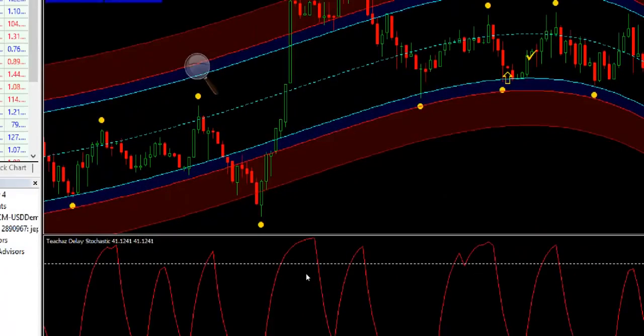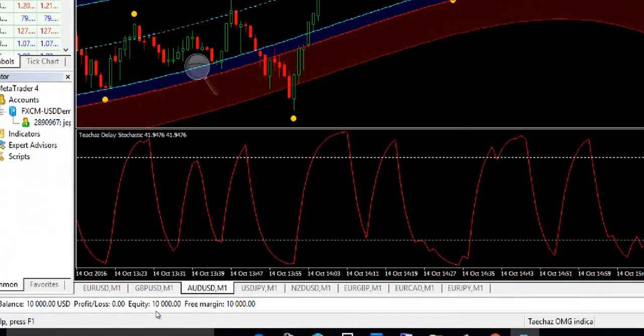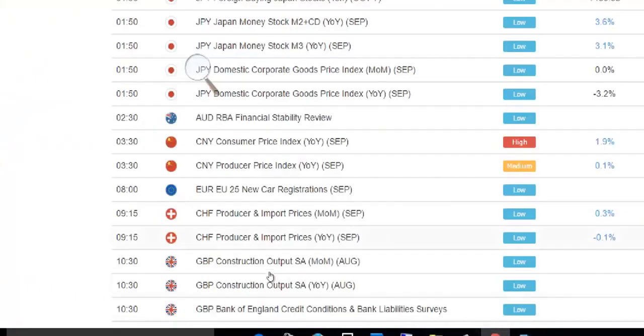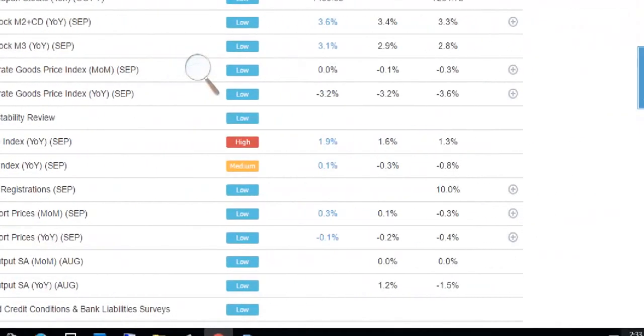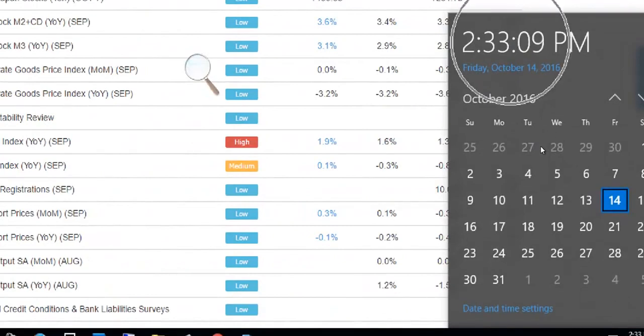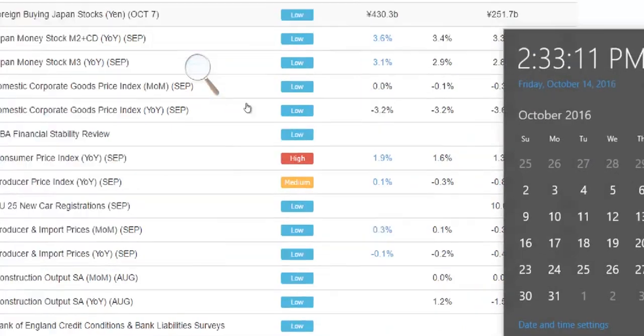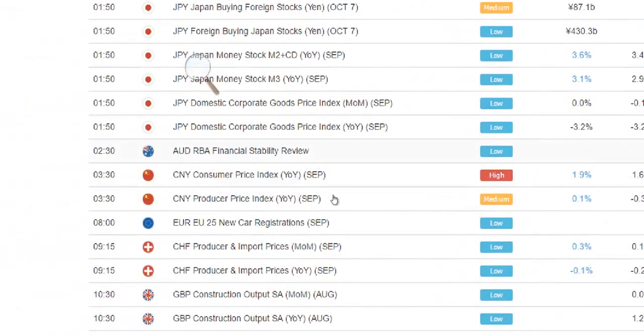You can see it's EUR/USD. If you go to the chart here, it's 2:30. Here, if you check on my time, it's also the same time, 2:30. That's when this was happening, and this is low impact. But just imagine if it was a high impact news.